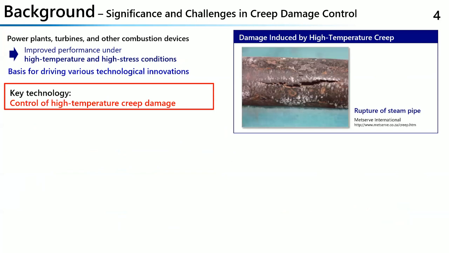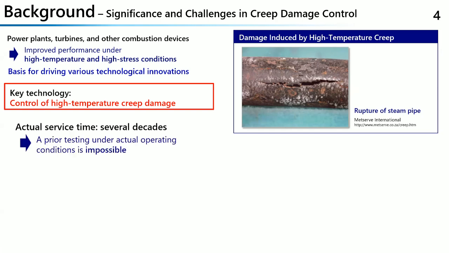So, the performance of combustion devices such as power plants and turbines can be improved under higher temperature and stress conditions. It is a basis for driving various technological innovations. So, for this purpose, a key technology is controlling high temperature creep damage. However, the actual service time of these components is even several decades. So a priori testing under actual operating conditions is actually impossible.